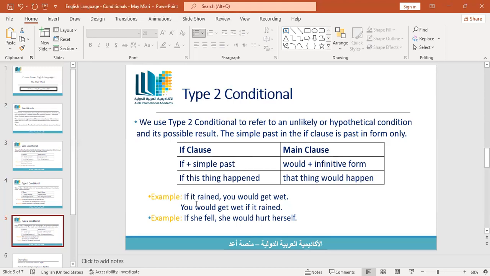And as we said, since we started the conditional sentence with the if clause, we have to add a comma after it directly. Now for the second example, if she fell, she would hurt herself. We started the sentence with the if clause, then it is followed by the main clause. If she fell, this is the if clause. We use the simple past tense, fell, and in the main clause, we used would plus the base form of the verb, which is hurt.